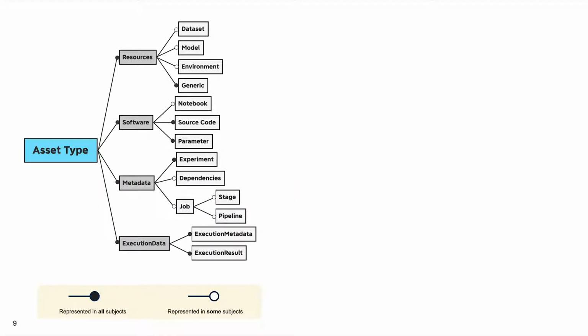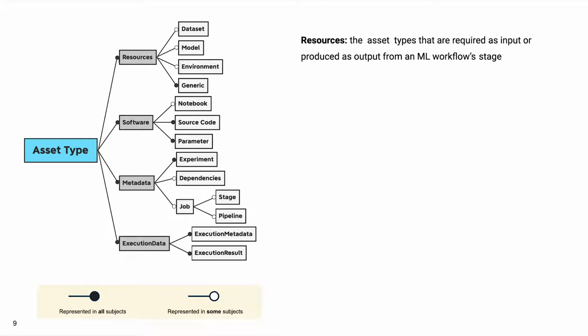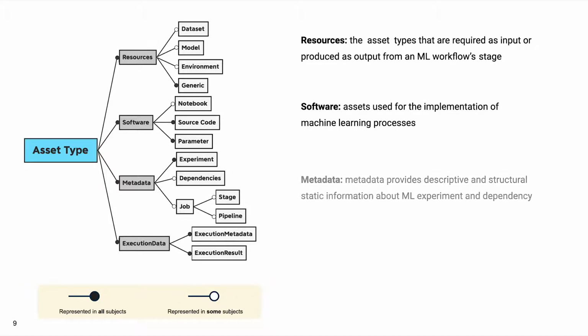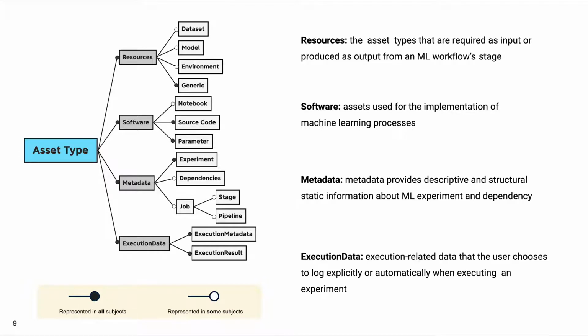The asset type includes resources, software, metadata, and execution data. Resources represent asset types that are required as input or produced as output from an ML workflow stage, while the software asset types are those used for the implementation of machine learning processes. The metadata assets provide descriptive static information about the ML experiment and its dependencies, while execution data are those that users choose to automatically or explicitly track during experiment execution.